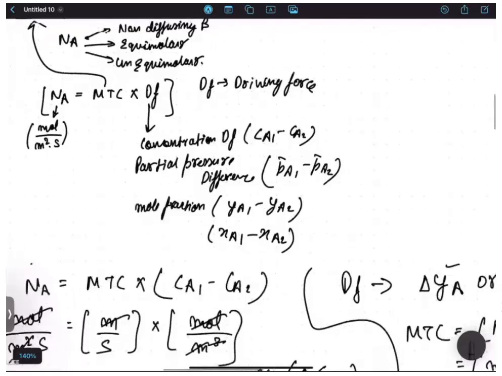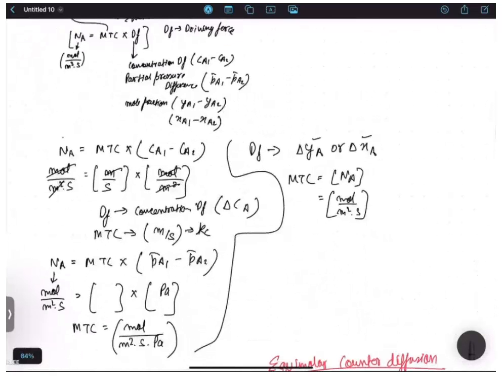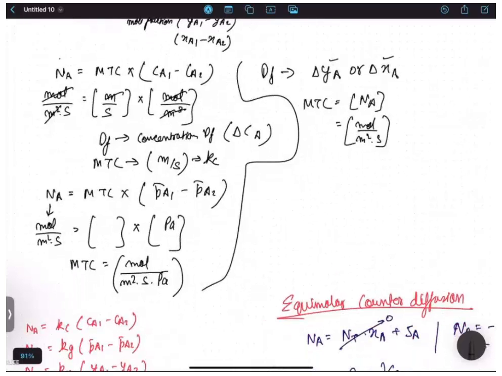Okay, very good. As the unit of the flux is mole per meter square second, the unit of the flux will be constant. So based on the driving force unit, our mass transfer coefficient unit will be decided. We said that the unit of the mass transfer coefficient Kc, when the concentration difference is your driving force, will be meter per second. For partial pressure it will be like this, for Xa and Ya it will be like this.